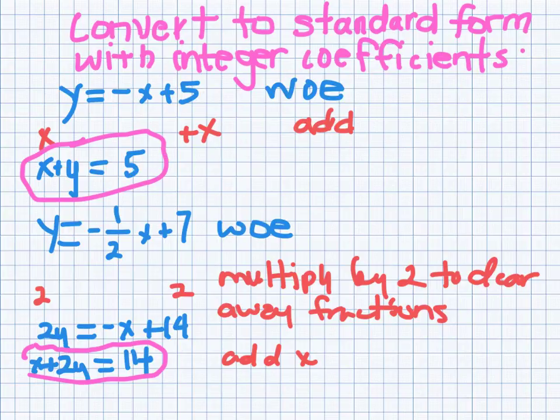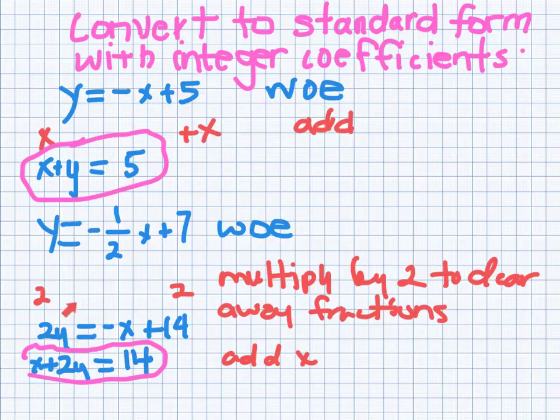Let's look at another example. Remember, write the original equation out first. That's y equals negative 1 over 2x plus 7. The first thing we want to do is multiply both sides by 2 so that we can clear out the fractions. Oh, sorry. Hang on.